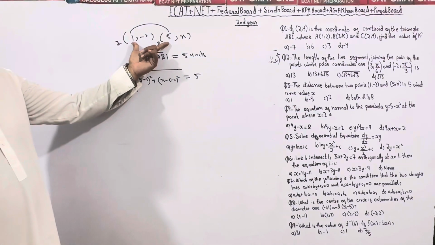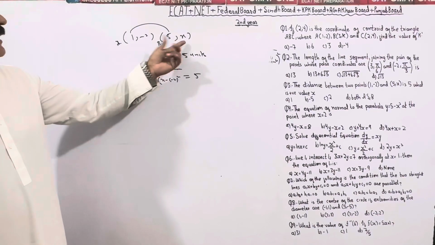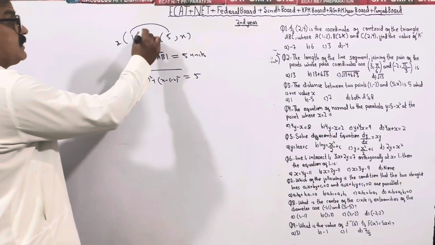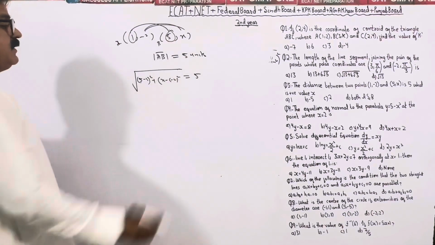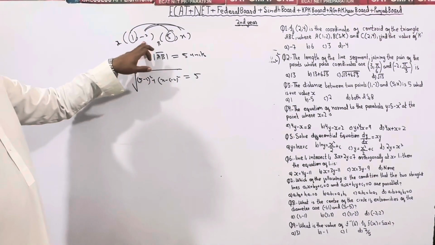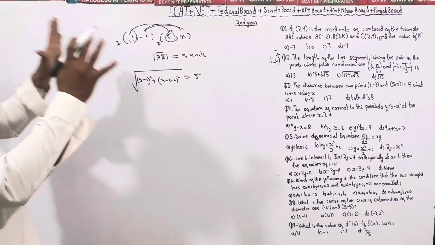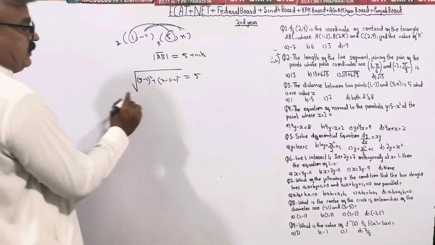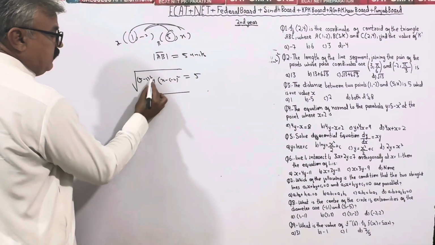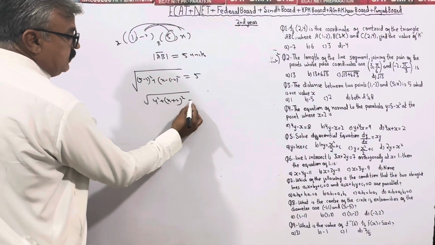Simply, if symbols are the same, then subtract them. 5 minus 1 is 4. If unlike symbols, they are always added. In the case of the distance formula only, like symbols are always subtracted. 5 minus 1, 4, 4 square. One negative, other positive, you have to add these. Opposite symbols are added only in the case of the distance formula. So it will become the square root of 4 square plus (x plus 2) whole square is equal to 5.